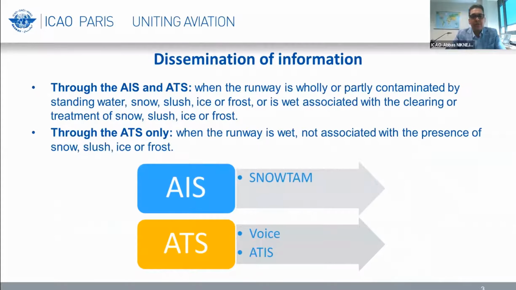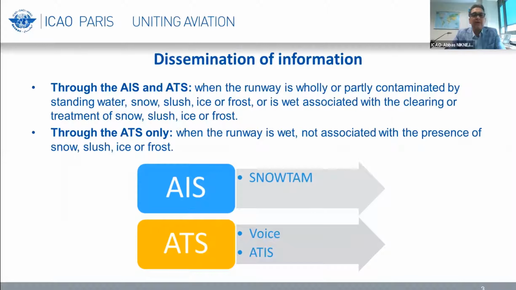The information received from RCR is disseminated by AIS and/or ATS. I will start from the second one, through ATS only. In case the runway is wet and this wet runway is not associated with the treatment or clearing of snow, slush, ice, or frost, this information could be reported just by ATS on ATIS or radio. And each of them has its own pros and cons. We will get into it later.